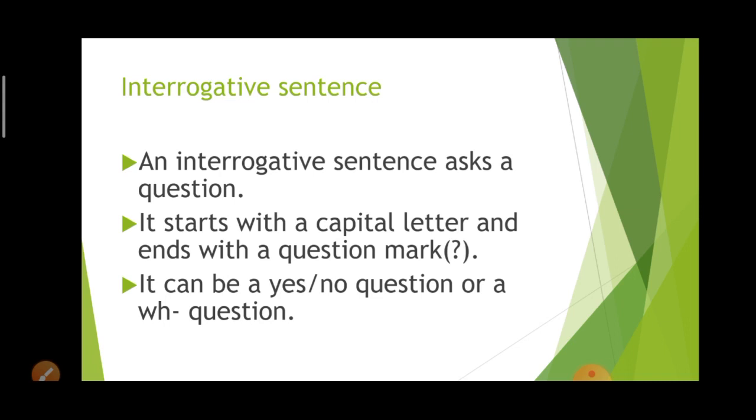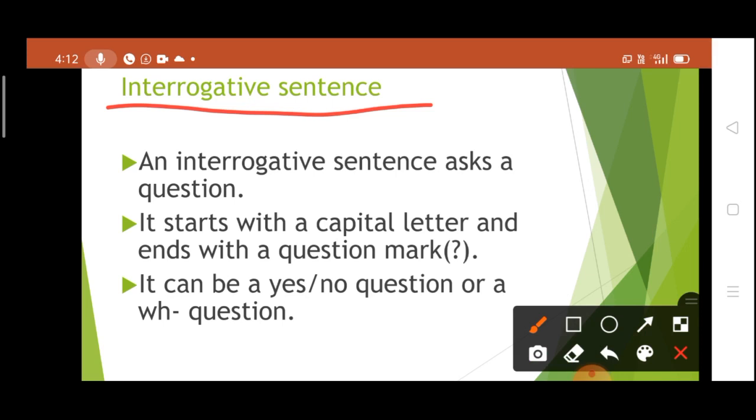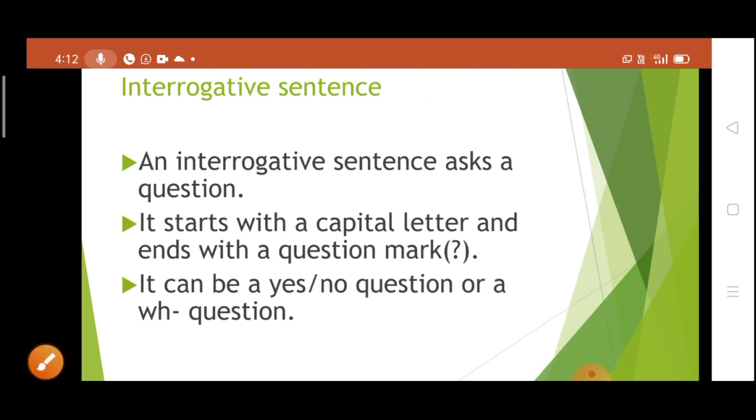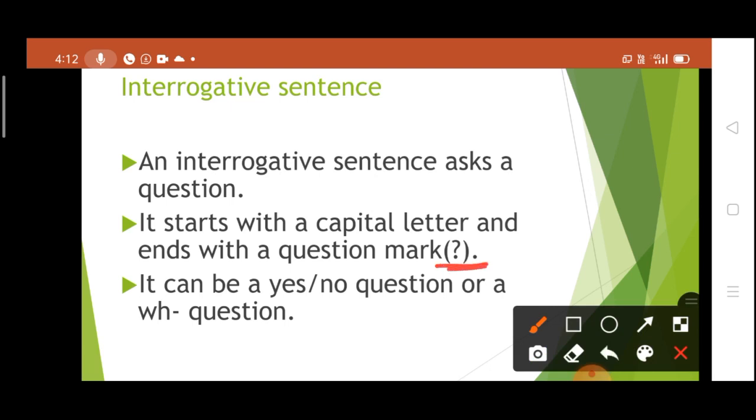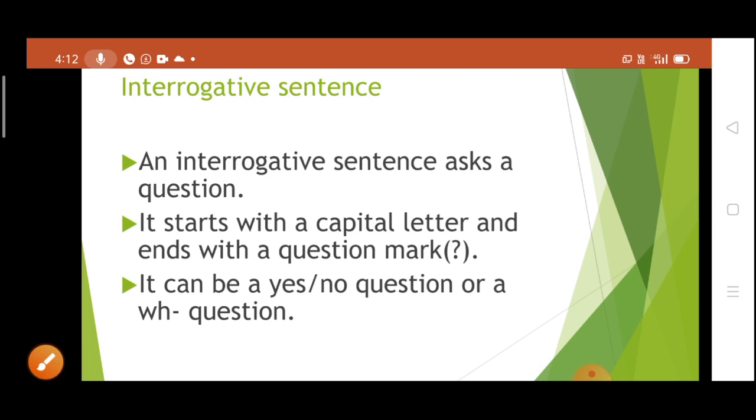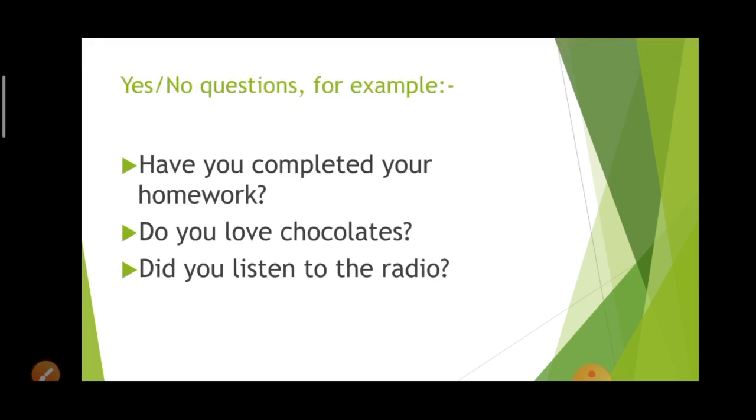Second comes the interrogative sentence. An interrogative sentence asks a question. It starts with a capital letter and ends with a question mark. All of you know what a question mark is? This one is your question mark. This question can be a yes/no question or a WH question. So what are yes/no questions? Let's see. Suppose I ask you something. If your answer will be yes or no, that is called a yes/no question.